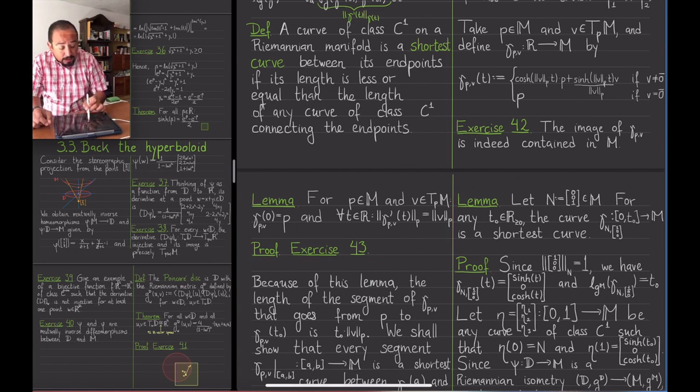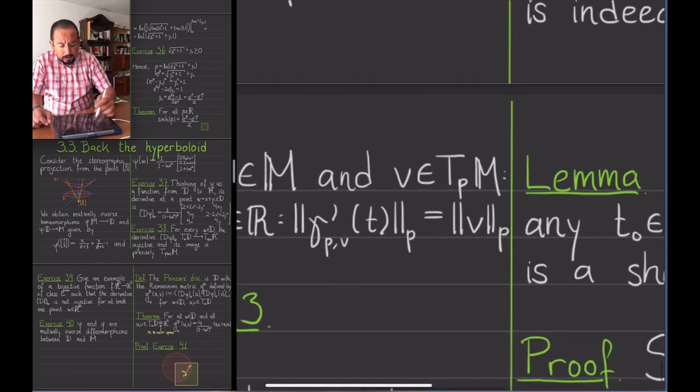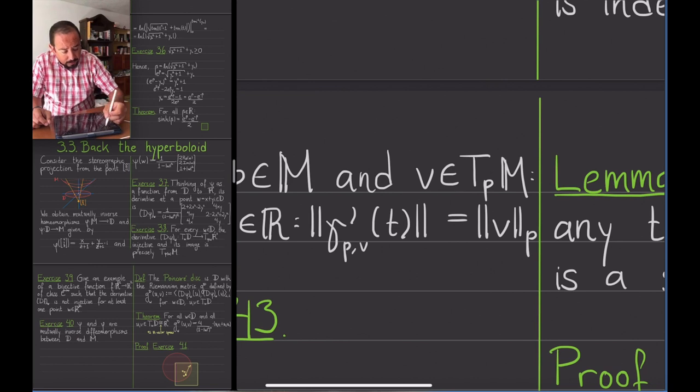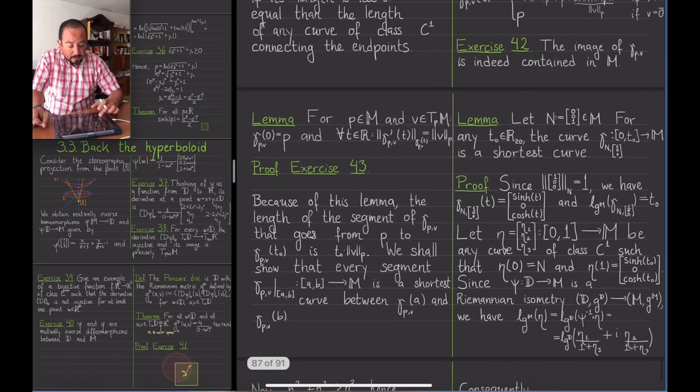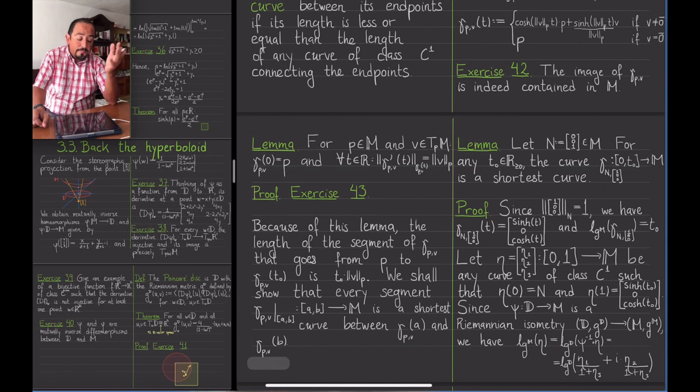And actually, when you take the norm of the tangent vector at any given point, gamma p v of t, right? Because that's the point at which I take the tangent vector. So this norm is always the norm of my vector, which means that this curve actually has constant rapidity. Okay, so at the moment I don't say constant speed, I mean only constant rapidity, right?